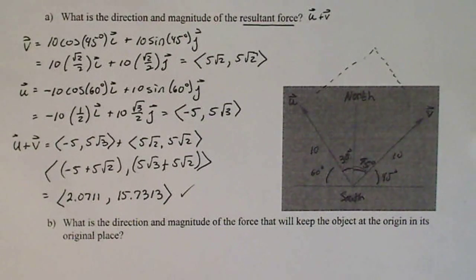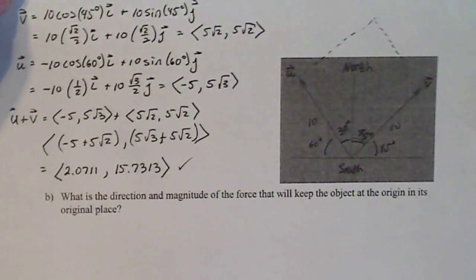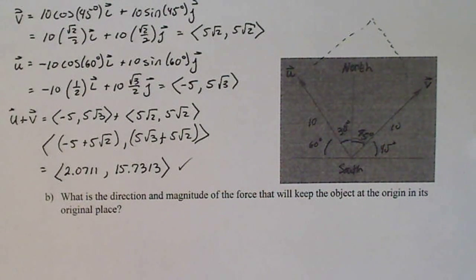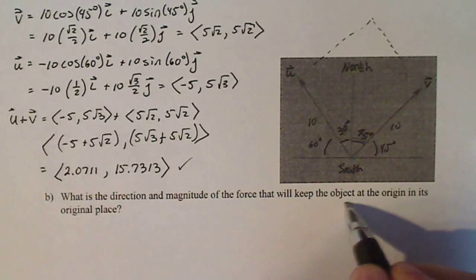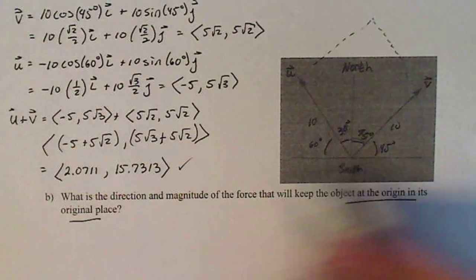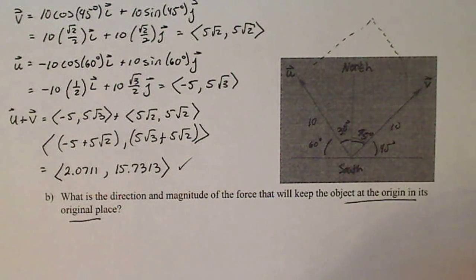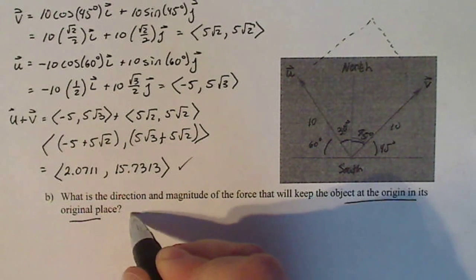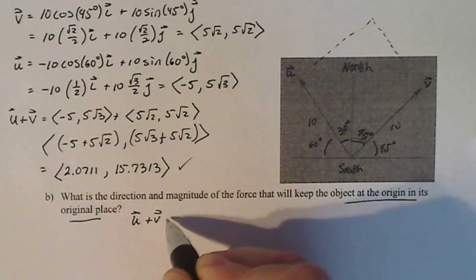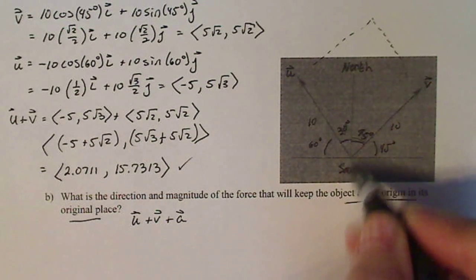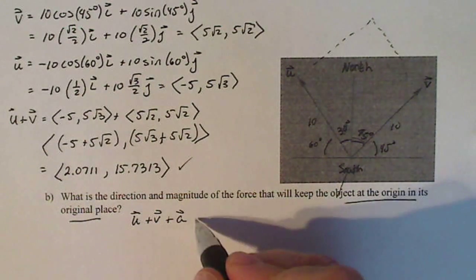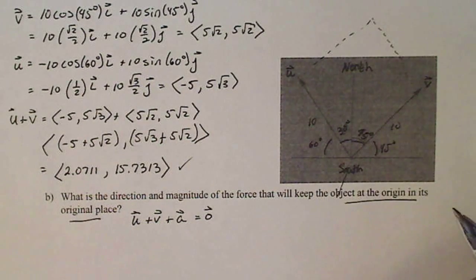Now part B says, what is the direction and magnitude of the force that will keep the object at the origin in its original place? Well, if I want to keep the object at the origin in its original spot, the sum of all the forces has to equal 0. So that means that u plus v plus my new vector that's going to be pointing down this way has to equal the 0 vector.